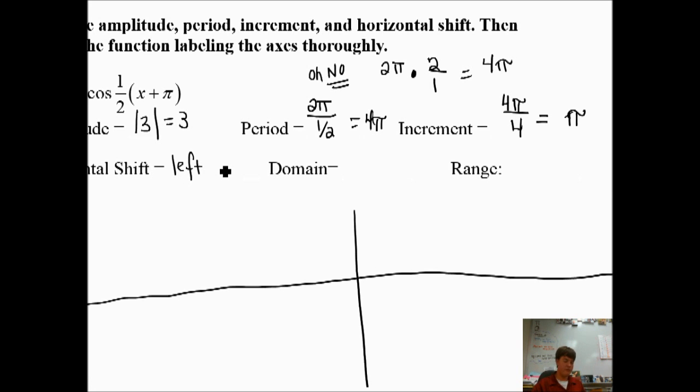So the horizontal shift is going to be left, and it's going to be a left pi, or x is equal to negative pi. Okay, so let's start graphing here. First, let's get the midline down there with another red. Do a couple horizontal lines.